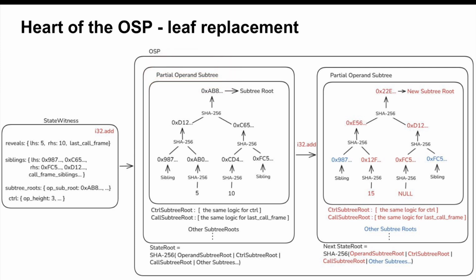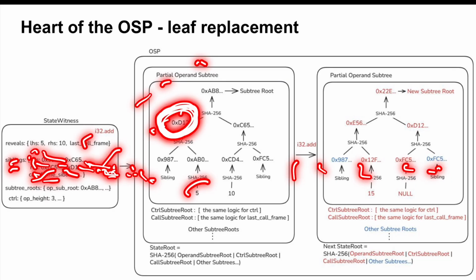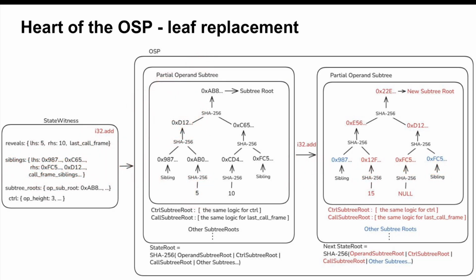So it generates this partial operand tree, and the reason why it can generate this partial operand tree is because we only need the siblings of the changed values. We don't need, for example, if this tree was even bigger, if we had any other values here, we wouldn't even need to have any intermediate nodes or leaves here. We would only need to have the root that combines them, which is a sibling of this value.